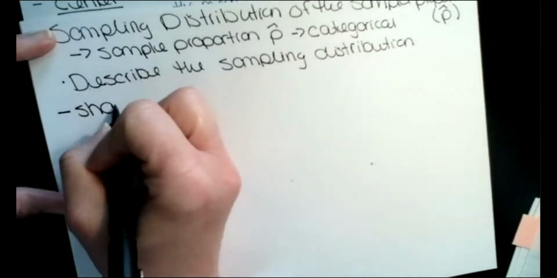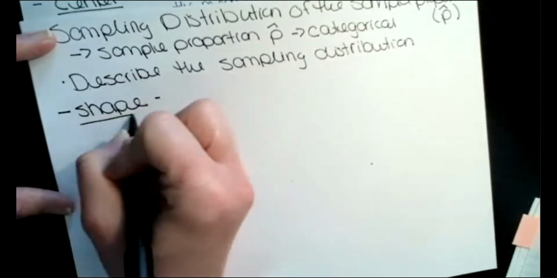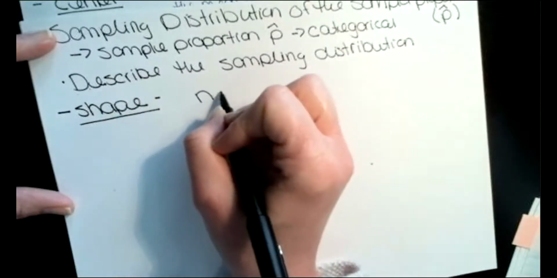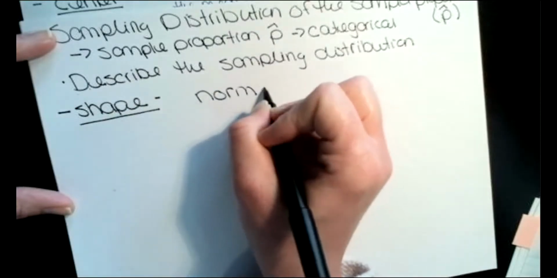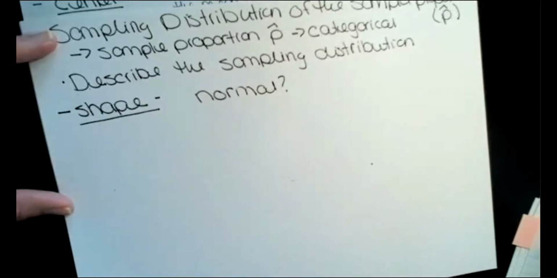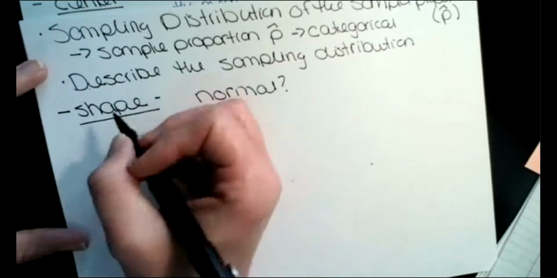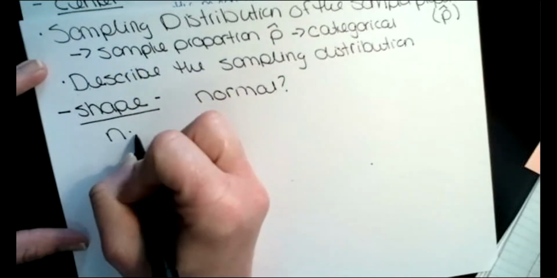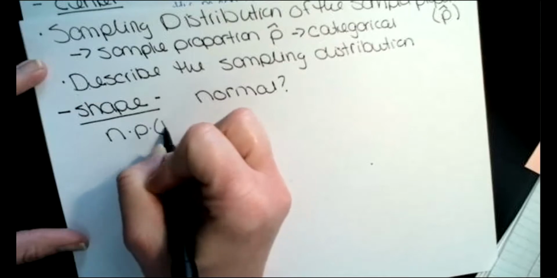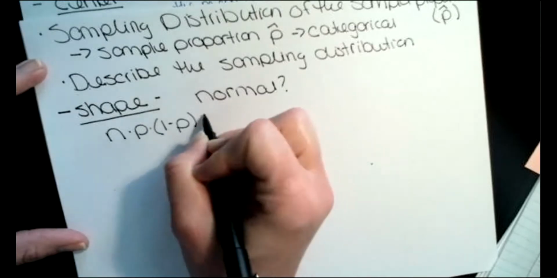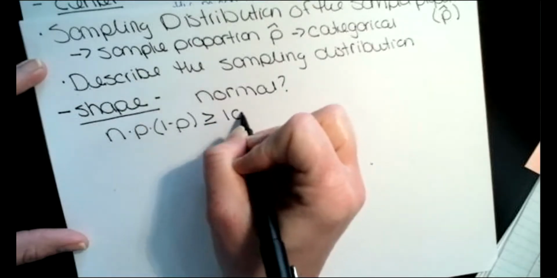So again, we're going to start with the shape of the distribution, and the same thing as before. I really want this shape to be normal. I'm hoping I can prove that it's symmetric, so I can go ahead and use that normal curve. So here for proportions, we only have one thing that we can do, and that is showing that n times p times 1 minus p is greater than or equal to 10.